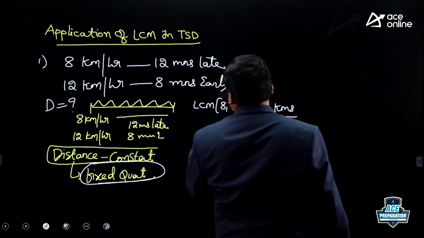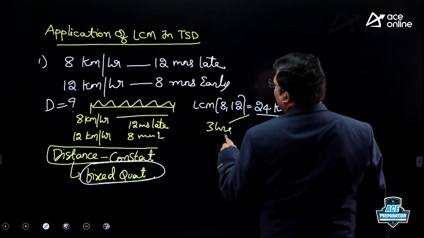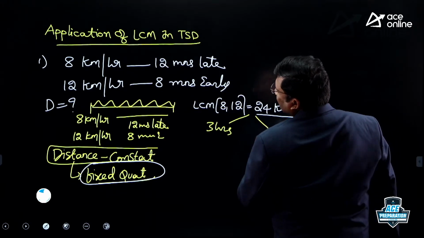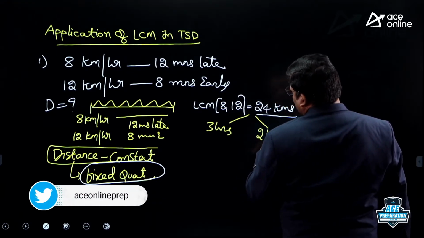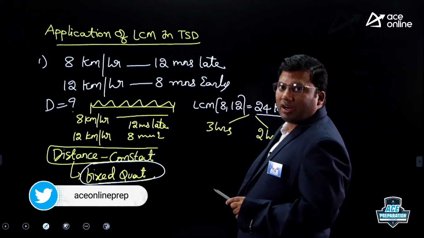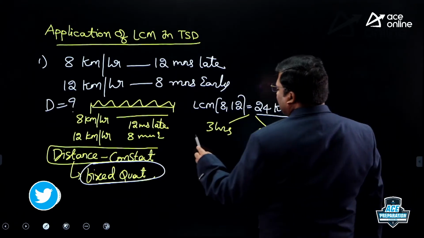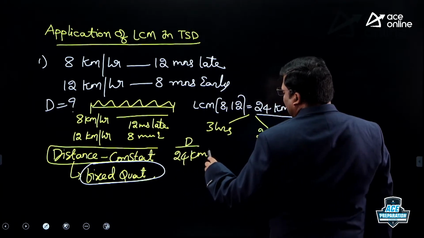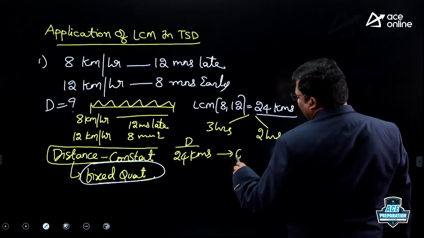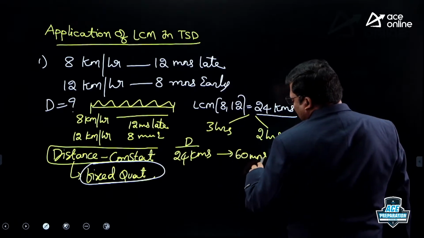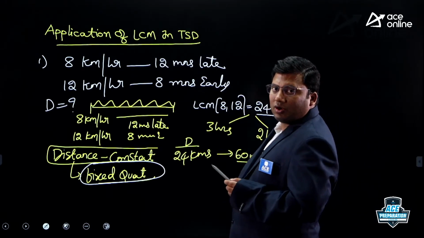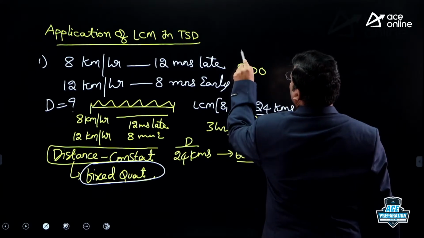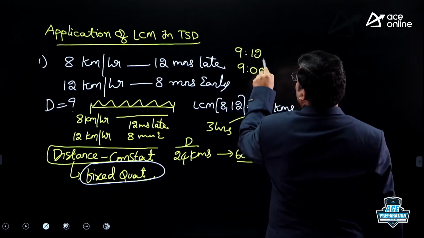First day, it will be 3 hours: 1 hour, 8 kilometers; 24 kilometers, it is 3 hours. Second day, it is 2 hours: 1 hour, 12; 24, it is 2 hours. That means if the distance is 24 kilometers, time is 3 hours and 2 hours. The gap is 60 minutes.